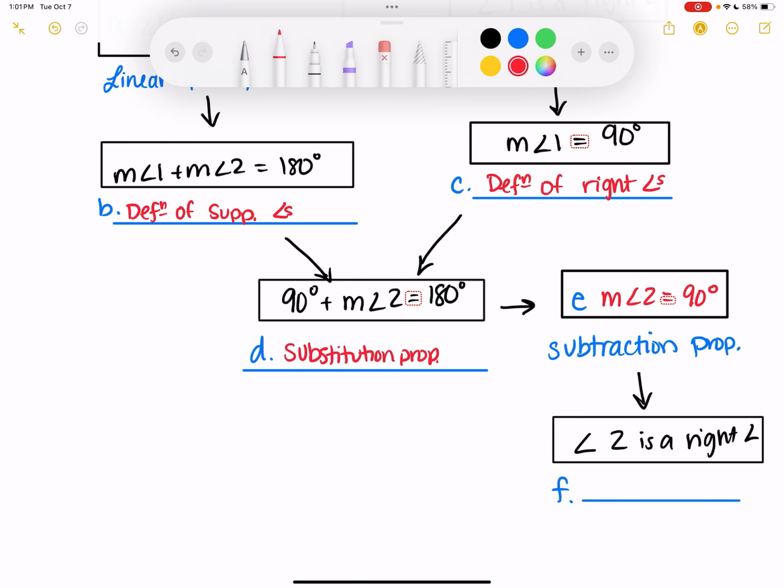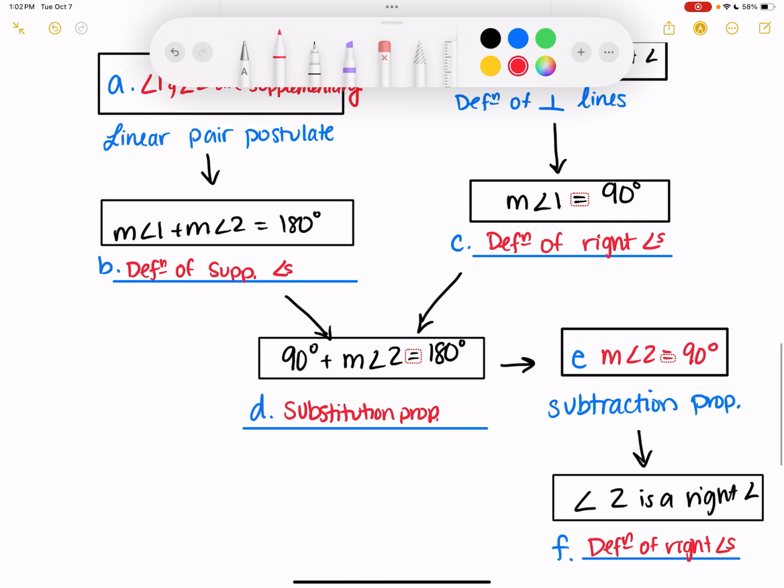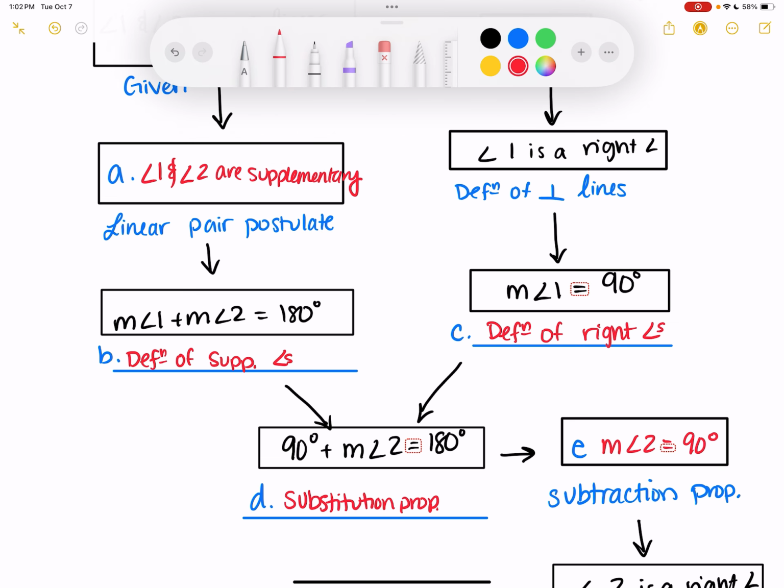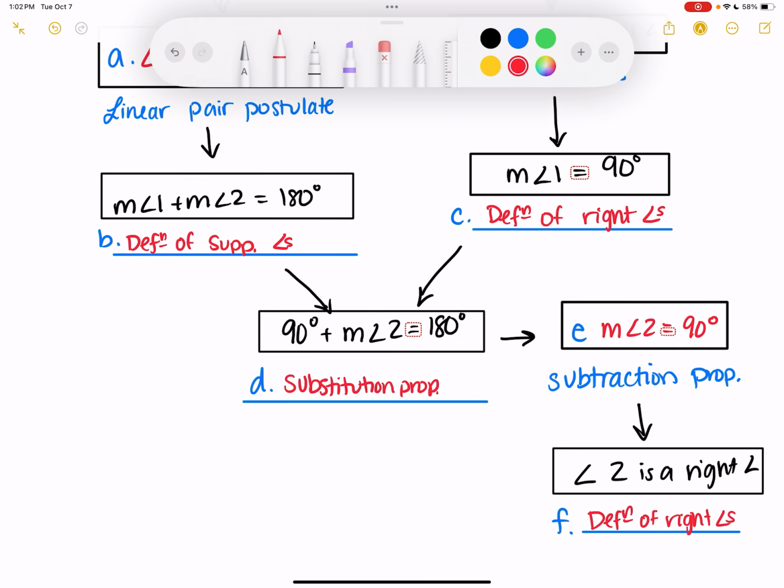Transitive property? Or is it the definition of... Yep. Definition of right angles. So the definition of a right angle can work both directions. It can work when we're told that it's a right angle going to 90 degrees, or when it's 90 degrees going to being a right angle.